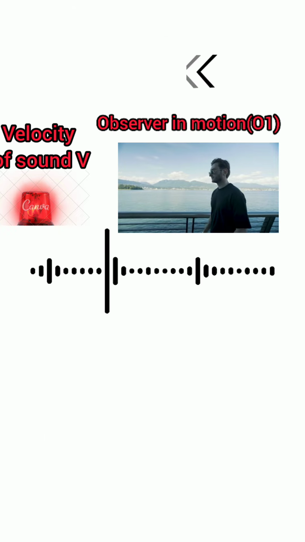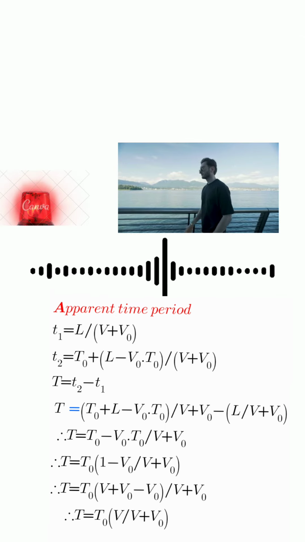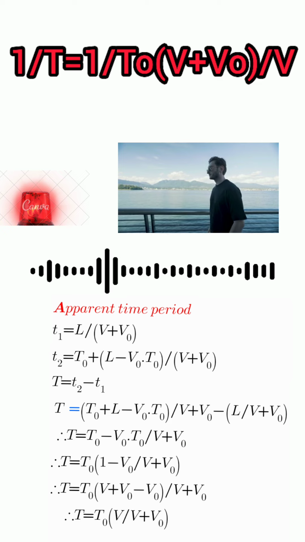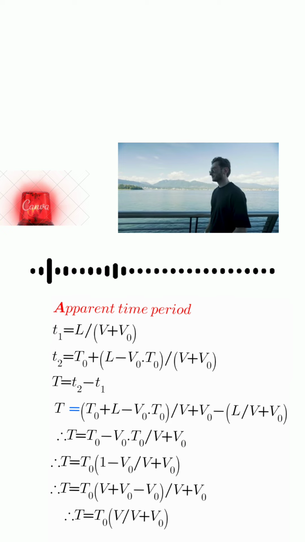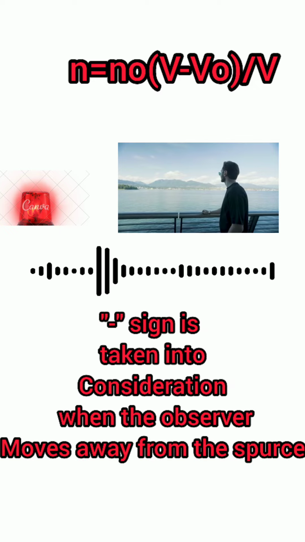Taking the difference between T2 and T1 and simplifying, we get T is equal to T0 into (V plus V0 minus V0) by (V plus V0). That is, T is equal to T0 into V by (V plus V0). Reciprocal: n is equal to n0 into (V plus V0) by V. When the observer moves away, n is equal to n0 into (V minus V0) by V.